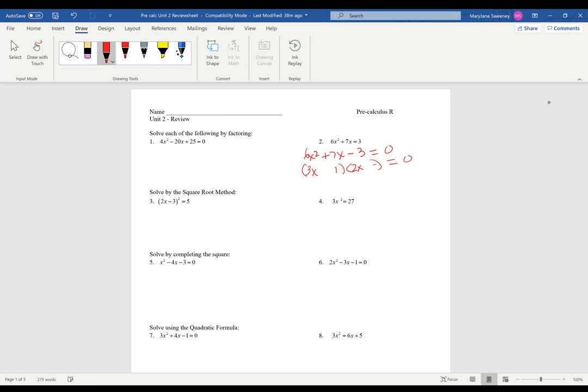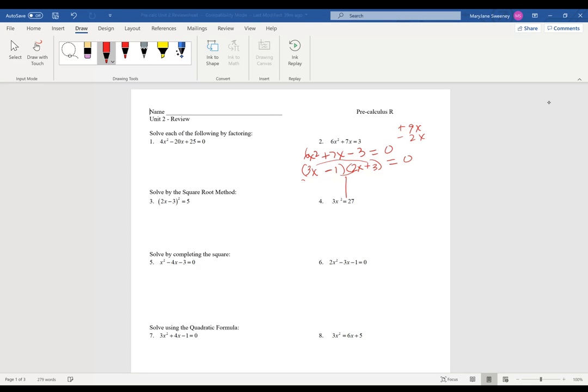I want the 1 here and the 3 here. 1 and 3 are the only things that are going to multiply to 3. I have to check then my outers and inners. 9x and 2x will add to 7 if I make the 9 positive and the 2 part negative. And notice the last do give me -3, which is what I want. I want them to multiply to a -3.